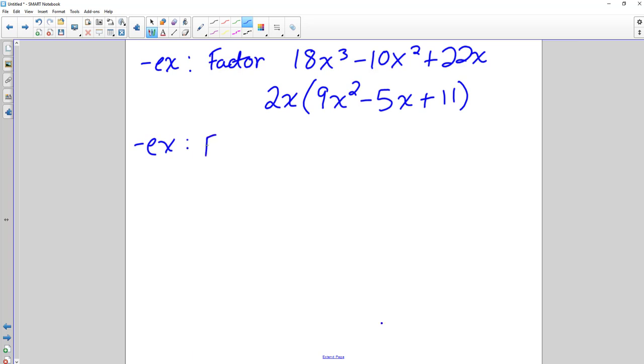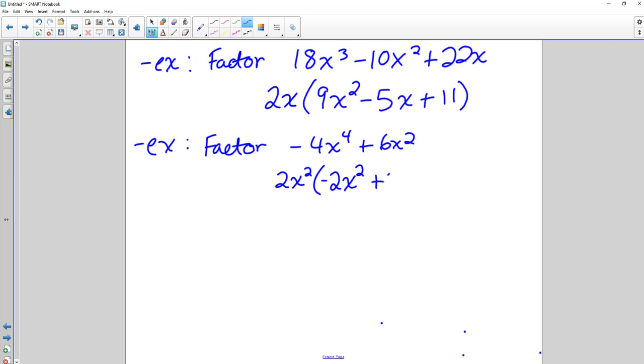Okay, how about this one? Factor negative 4x to the fourth plus 6x squared. So this one, if I look at the numbers, I can factor out a 2. They're both even, 4 and 6, and I can factor out an x squared. So if I factor out 2x squared, I'd be left with negative 2. Negative 4 divided by 2 is negative 2. X squared out of x to the fourth, we're left with x squared.